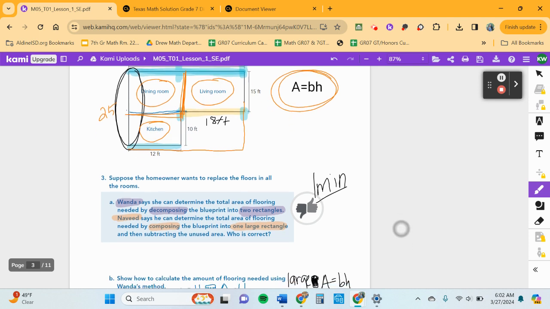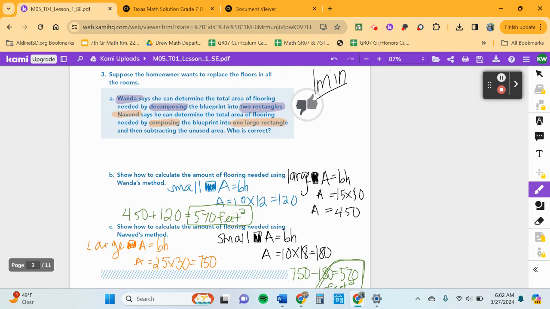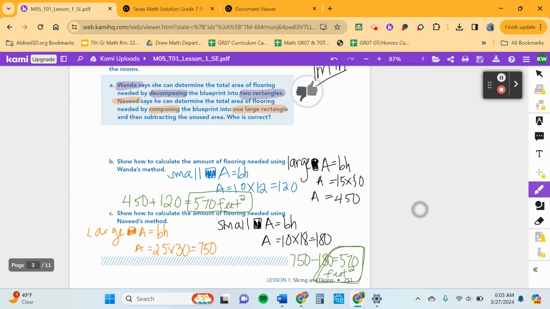Well, just letting you know, the least amount of shapes that you have to calculate is going to be the more efficient way, or else you're going to be calculating the area of several different shapes. And the more I can do in less problems and less equations, the better.